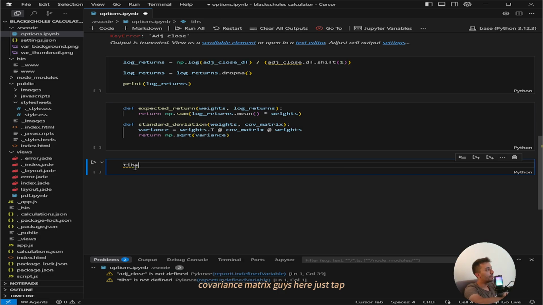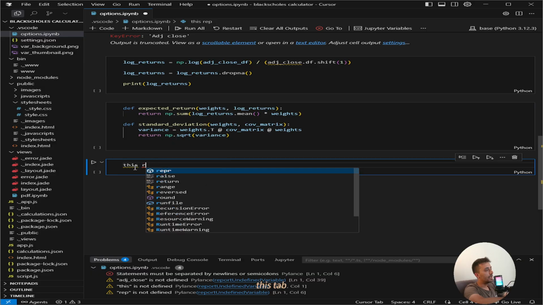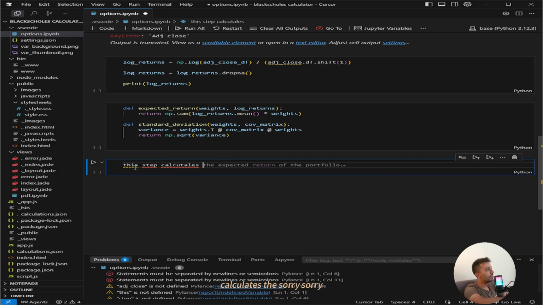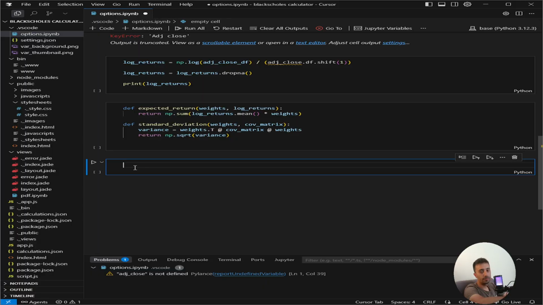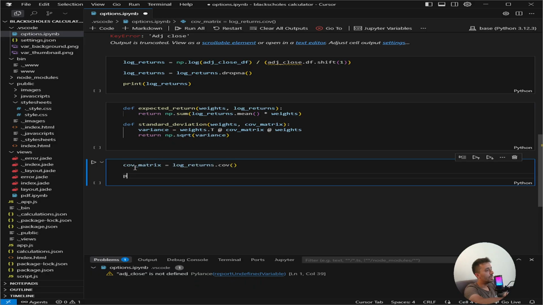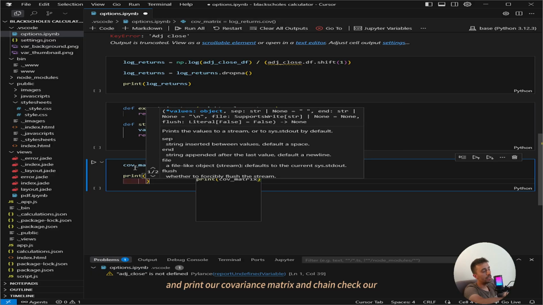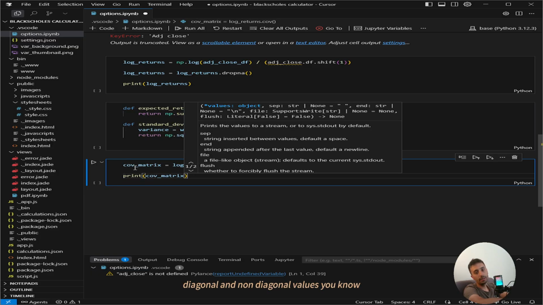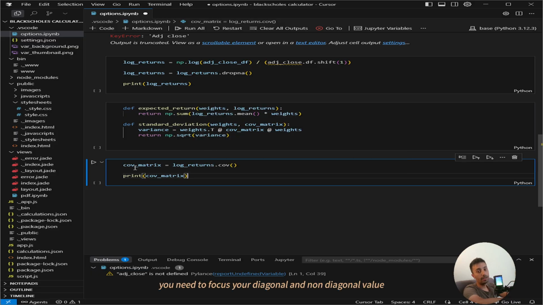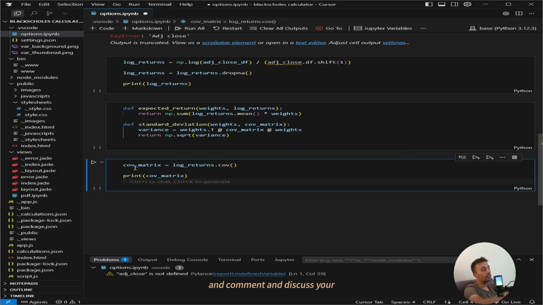All right, standard deviation. Calculate covariance matrix, guys. Call matrix log return covariance and print our covariance matrix and check our diagonal and non-diagonal values. If you have a covariance matrix, you need to focus on your diagonal and non-diagonal values, and comment and discuss your data, the covariance matrix and the relationship between them.